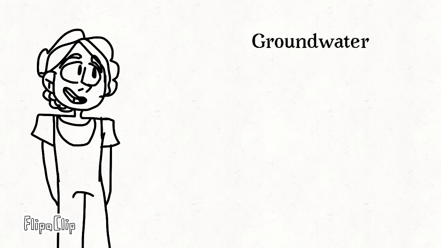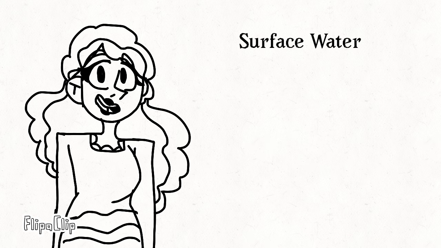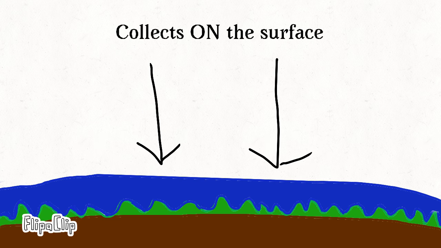Anyways, groundwater. I'll take this one. Groundwater is water that fills or infiltrates spaces in soil and rock layers below Earth's surface. Surface water is next. Surface water is water that collects on Earth's surface.